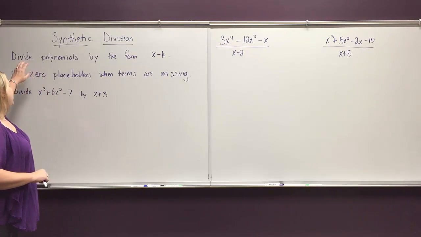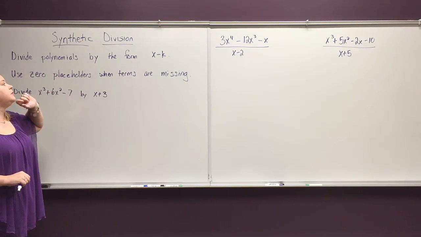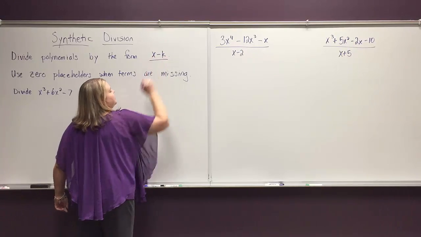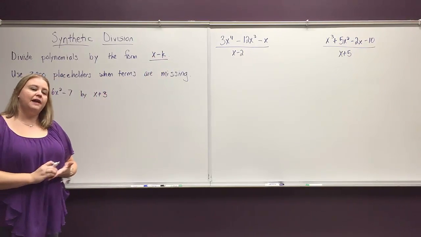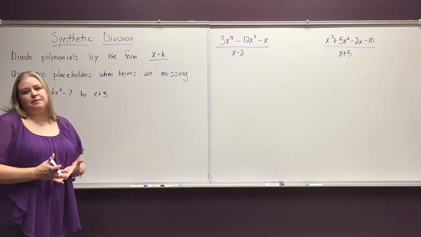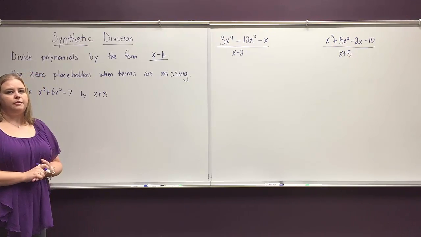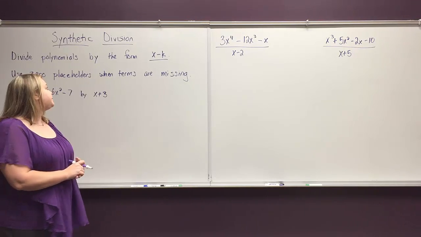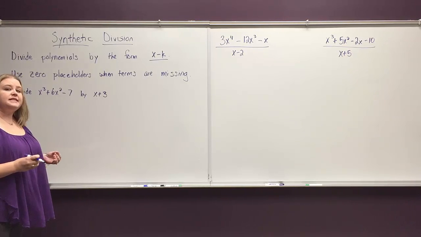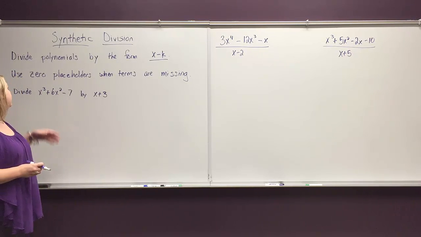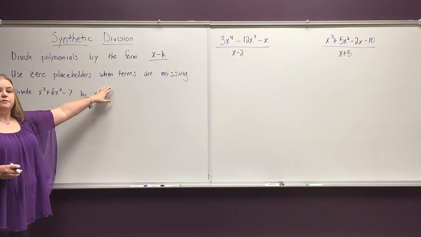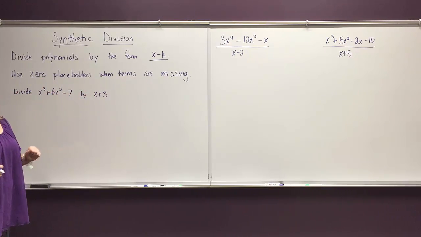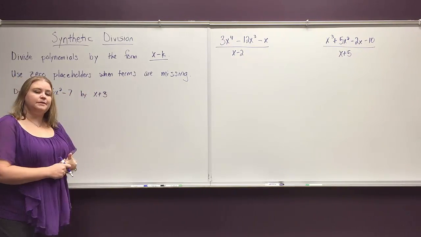First off, we can only divide polynomials by the form x minus k. So our divisor, what we're dividing by, must be x minus k. It's got to be linear. If it's quadratic or cubic, then we can't use synthetic division. When we're performing the synthetic division, an important thing to remember is if we're missing terms, we have to put in a zero placeholder. So let's look at some examples.